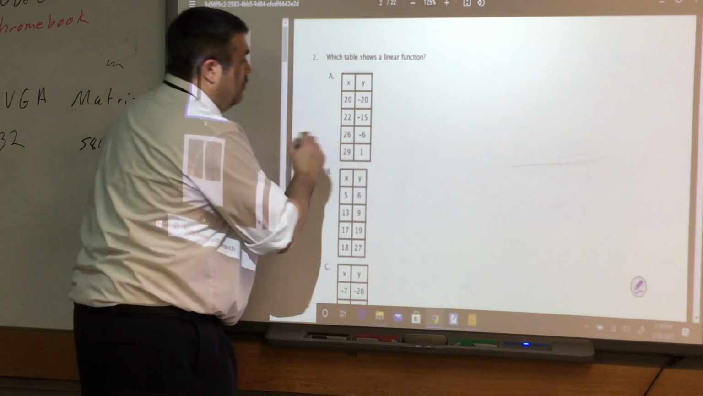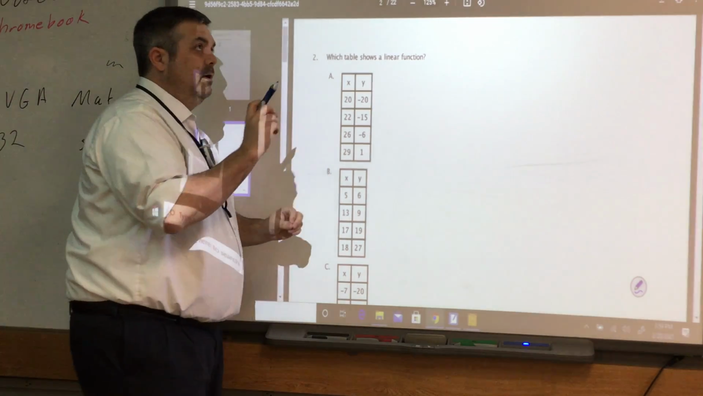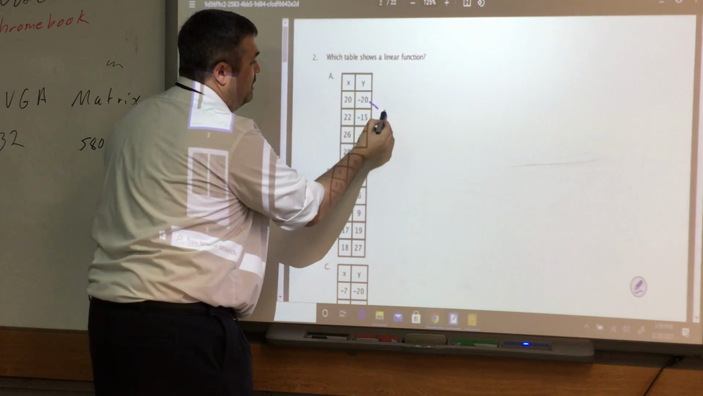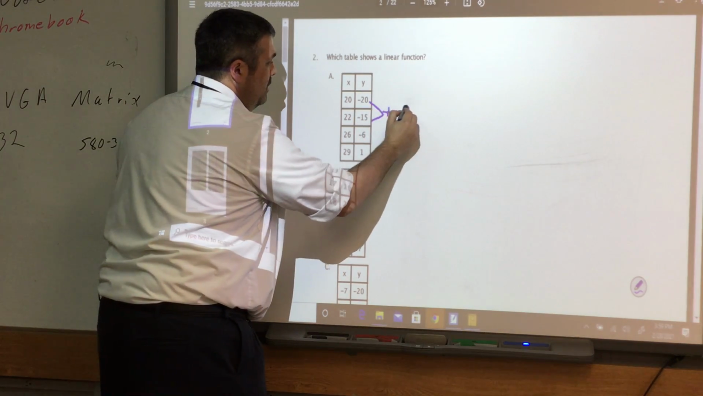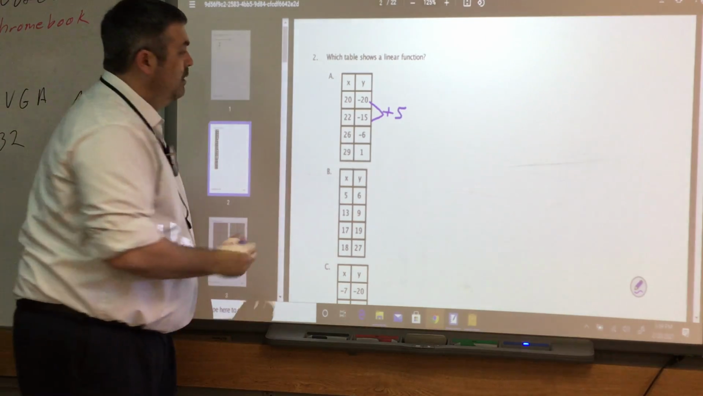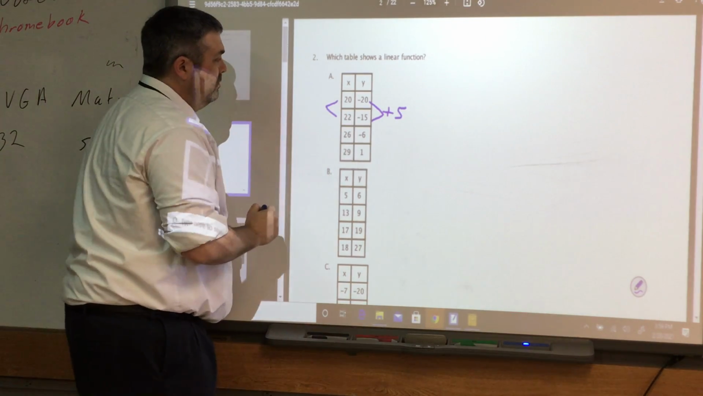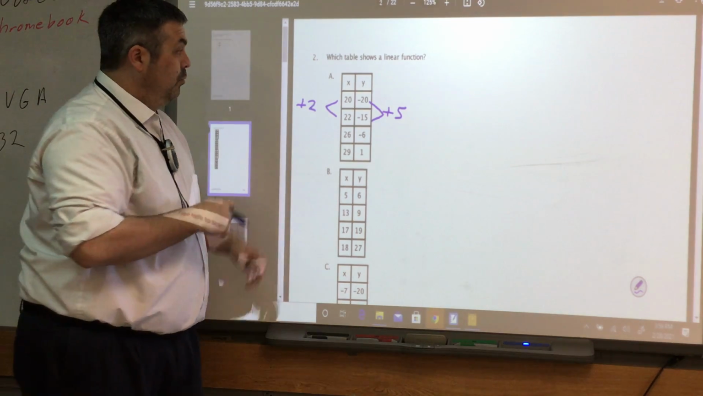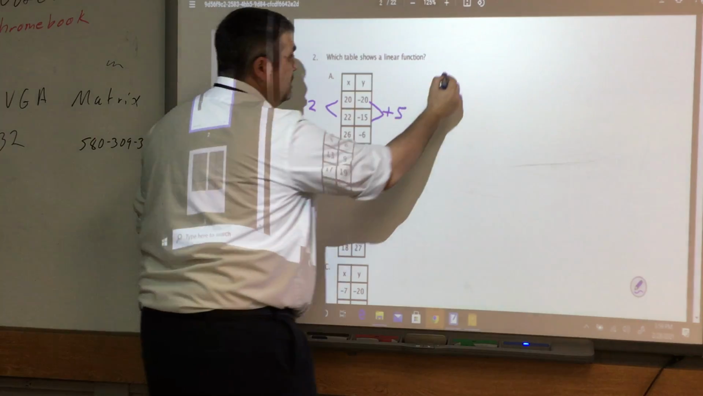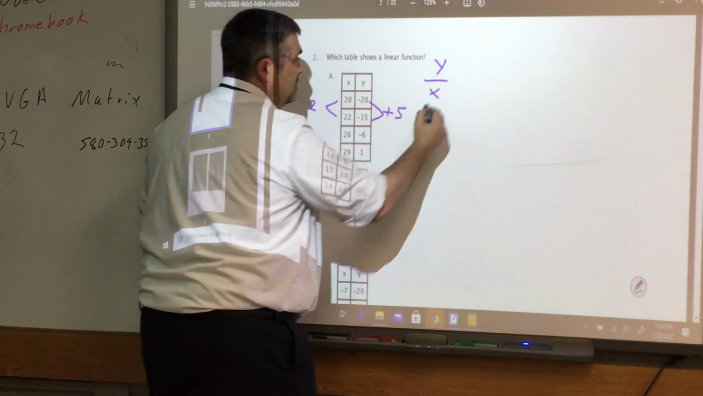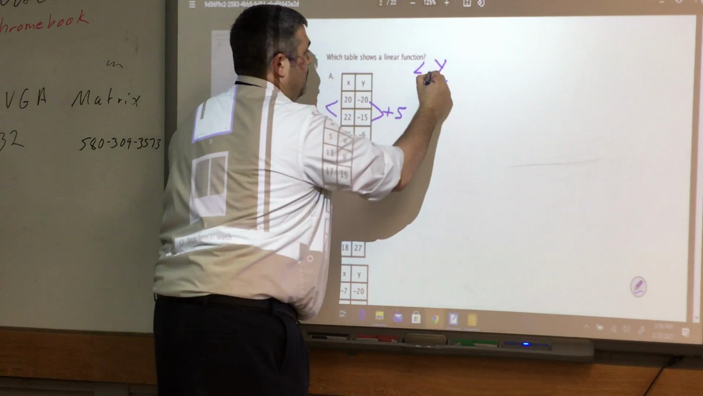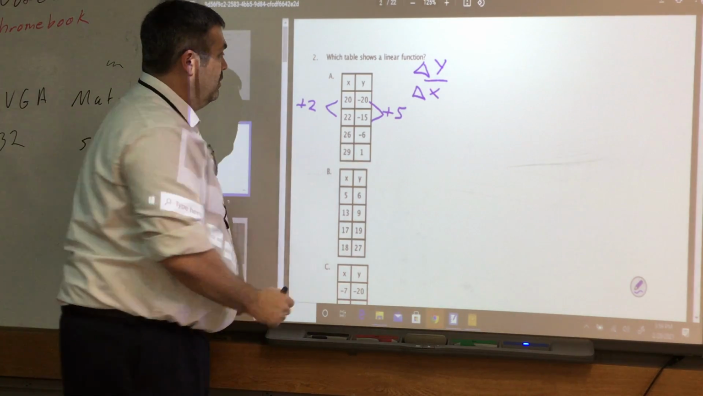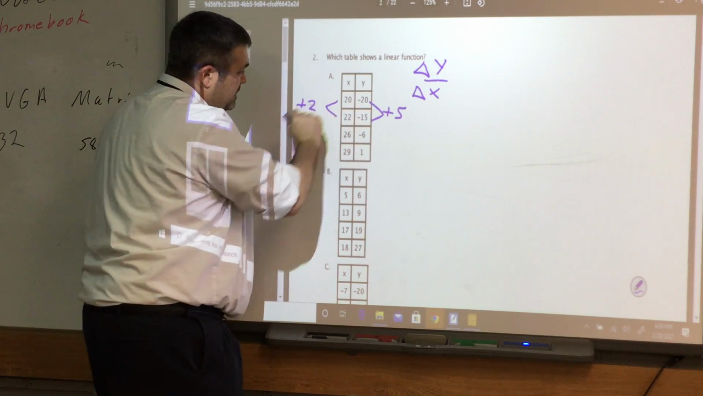Okay, we're going to look at the rate of change. So between here and here, it is plus 5. And between here and here, it is plus 2. Okay? This is basically the slope, and you can write the slope as the change in the y's over the change in the x's. That's what we're doing here. What's the change in the y's, and what's the change in the x's?